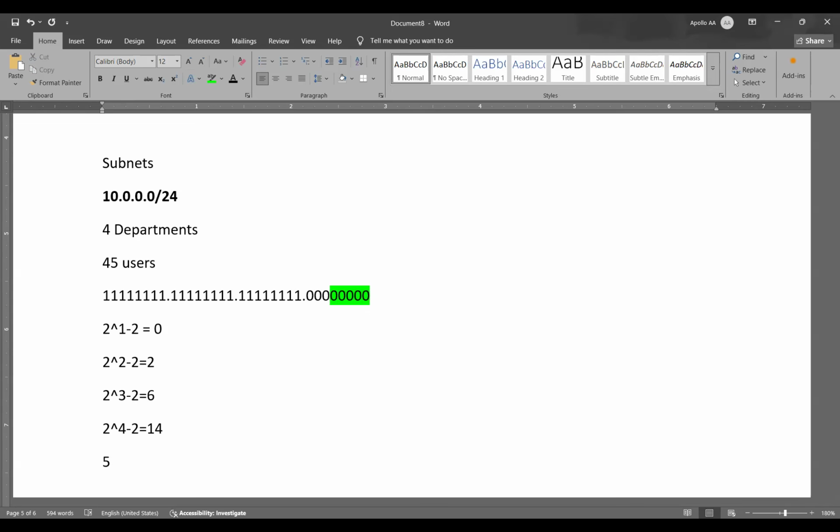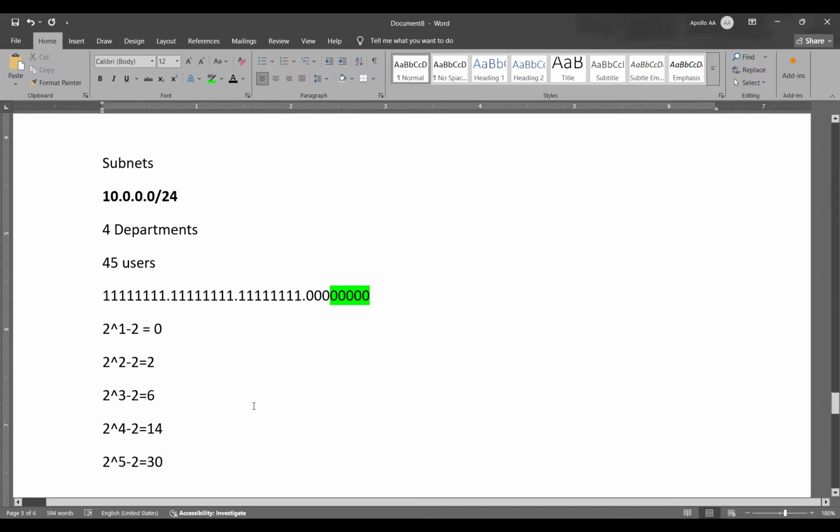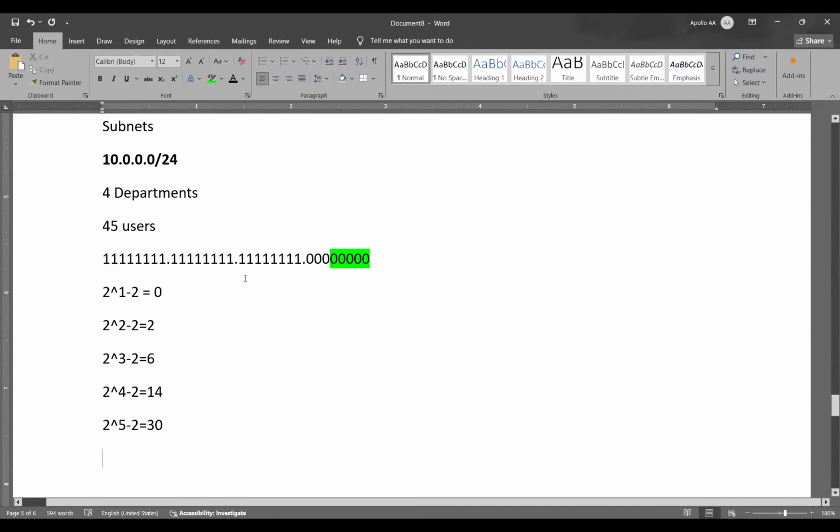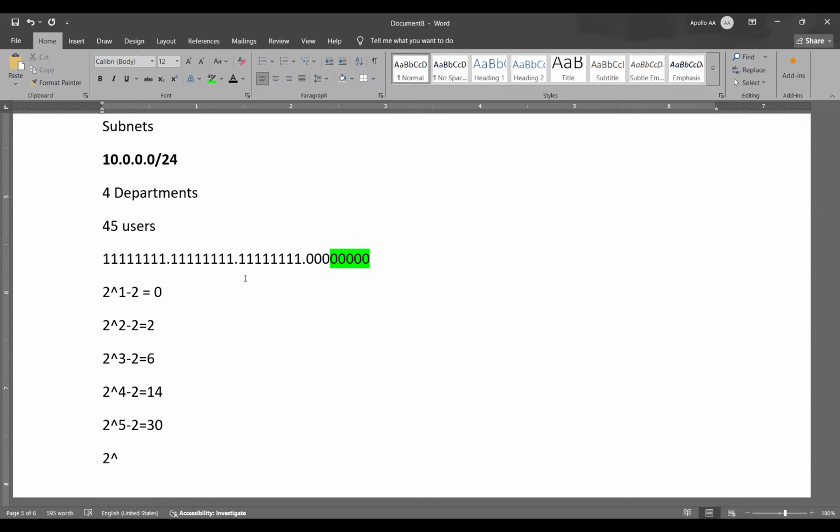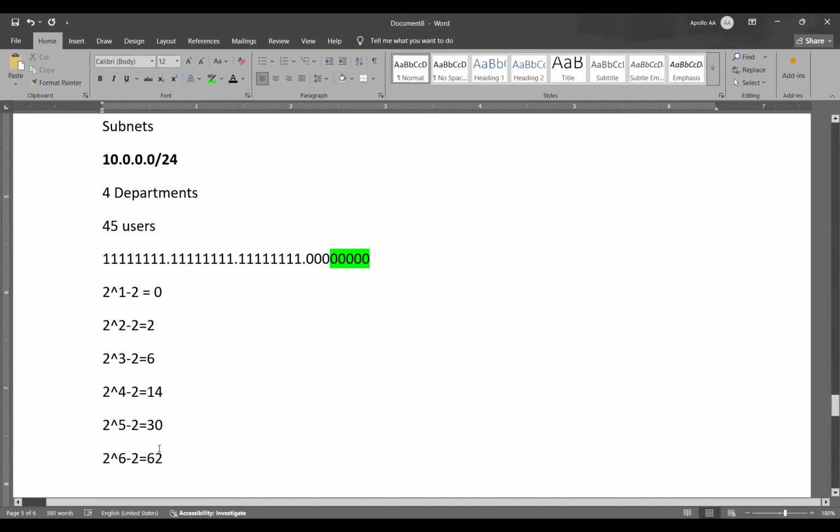So we have 5 host bits. 2 raised to power 5 minus 2 should give us, I think, 30, which is still not enough for 45 users. So we go to the next one, which is 2 raised to power 6 minus 2. Is it 62? I think it should be 62. If it is not correct, you let me know. That will give us 62 addresses, which is more than enough for what we need.